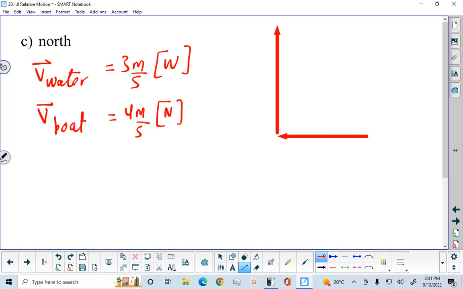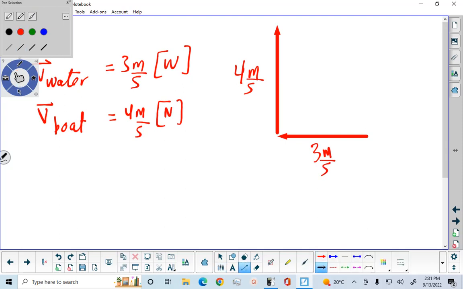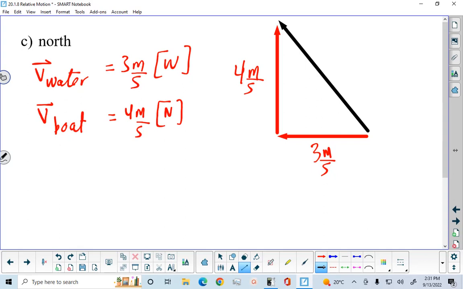So what do we have in our diagram? We have 4 meters per second vertically, 3 meters per second horizontally, and the sum of those will be the velocity that results.